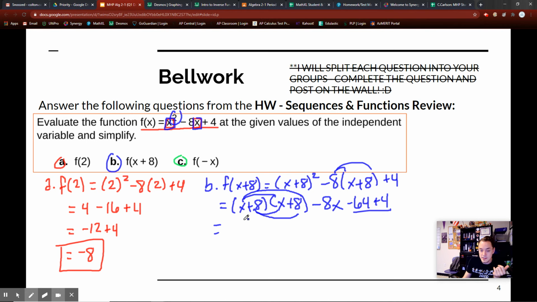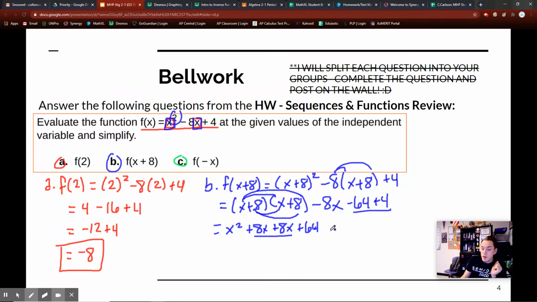First, outer, inner, last. So x times x gives me x squared. X times 8 gives me plus 8x. 8 times x gives me, again, plus 8x. 8 times 8 gives me plus 64. One important question. Are you ready? How many terms are in this little parentheses? X and 8, that's 2. How many terms are in these little parentheses? X and 8, that's 2. What's 2 times 2, guys? 4. So 1, 2, 3, 4. You will have 4 terms before you start simplifying.